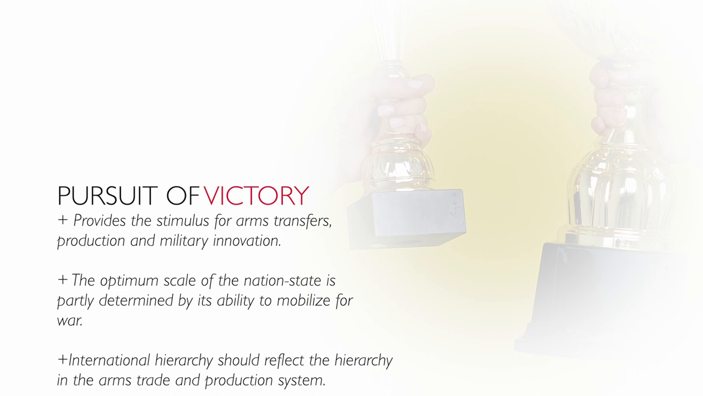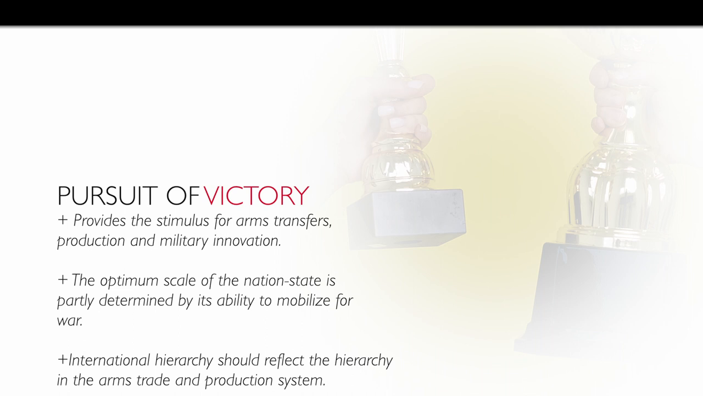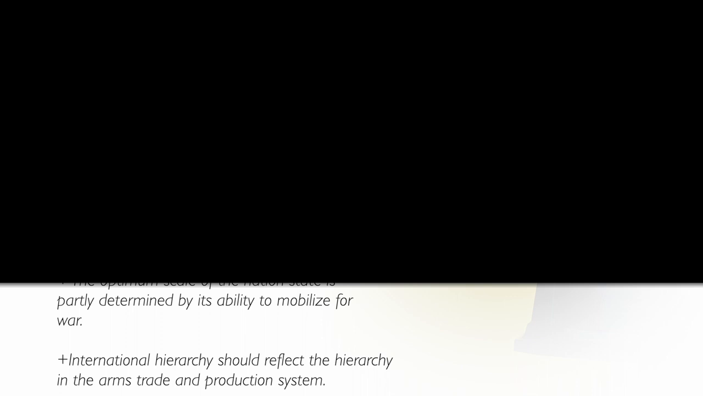To sum up, in a nutshell, Krause is saying that the pursuit of wealth explains the development of the environment for the production of arms to take place. The pursuit of power explains why states would accumulate arms. And the pursuit of victory explains why military innovation occurs and changes the hierarchy of states within the international state system.